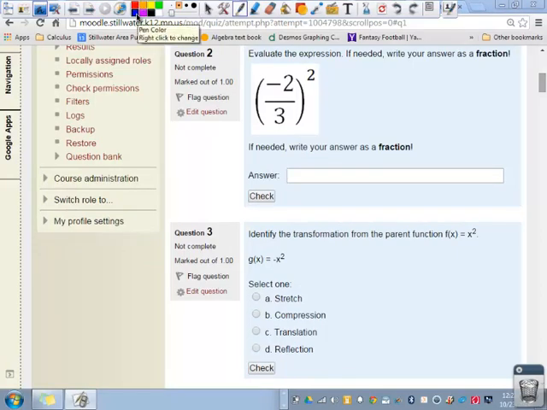So here we want to evaluate the expression. If needed, write your answer as a fraction. That's saying if needed, which means I don't want a decimal. No decimals for this problem.